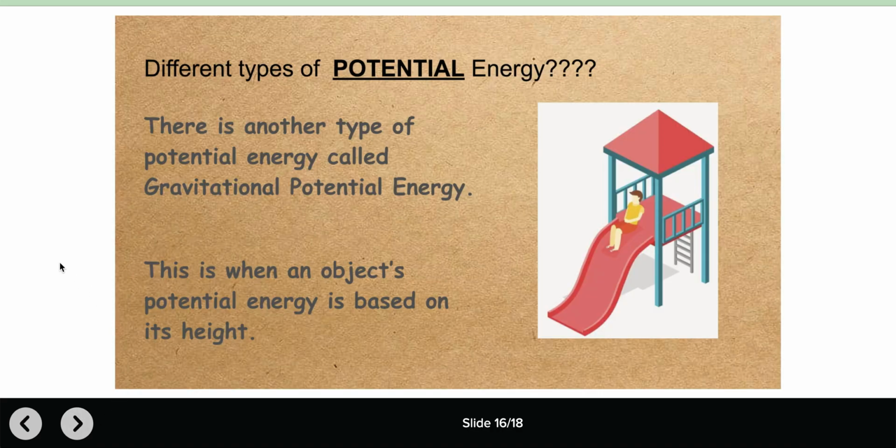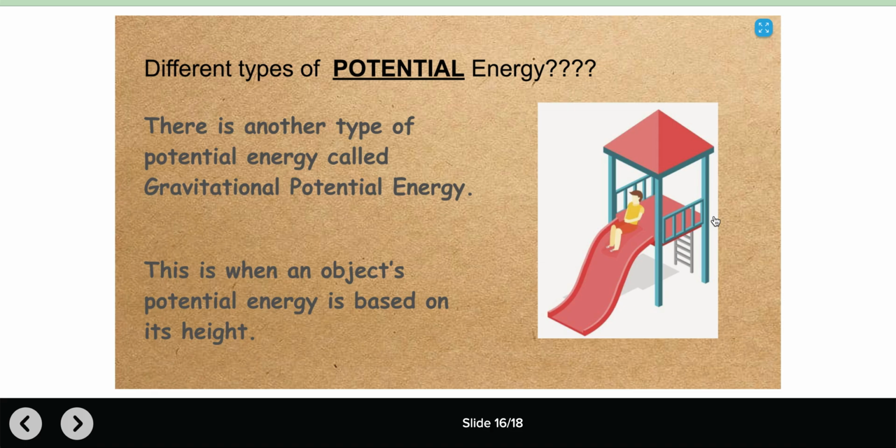So, the first different variation of potential energy is probably the one we're most familiar with, and that's gravitational potential energy. This is when an object gets more potential energy the higher it is. So if you were to climb on top of a slide, you're giving yourself potential energy because you're higher up. And when you get to the slide, you can glide right down, right? And then you have kinetic energy.